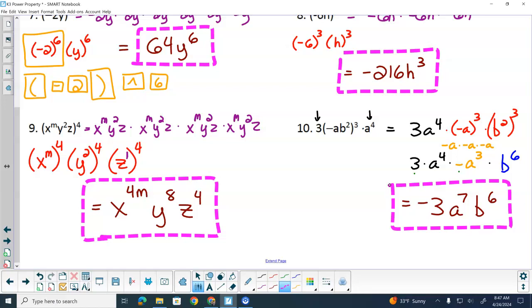Good stuff. If you haven't turned in K sub 2, not K, we're in K now. If you haven't turned in K sub 2, do that soon.